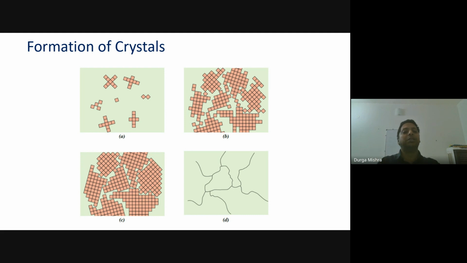But this nucleation process is random, so you have many such nuclei, or many such crystallites, which have formed and are growing. As you cool down further, they will grow bigger and bigger in size. Now a situation will come where they will meet. But because the way they are oriented is different, typically what you get is something called a polycrystalline material.